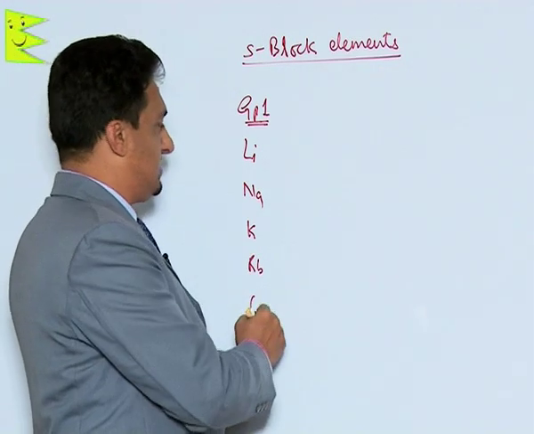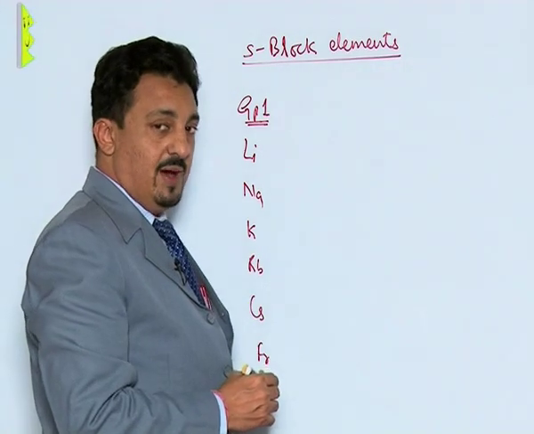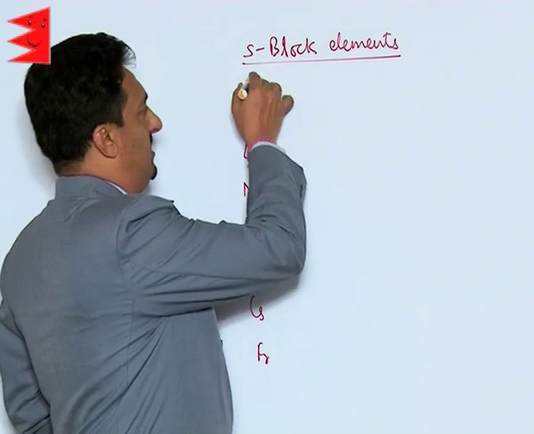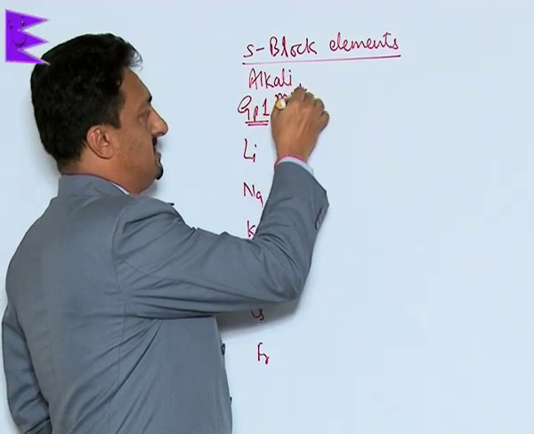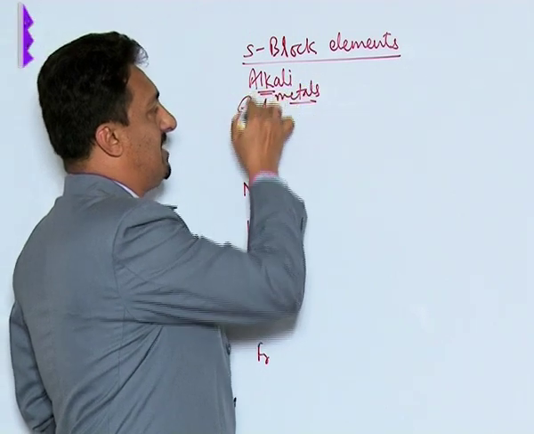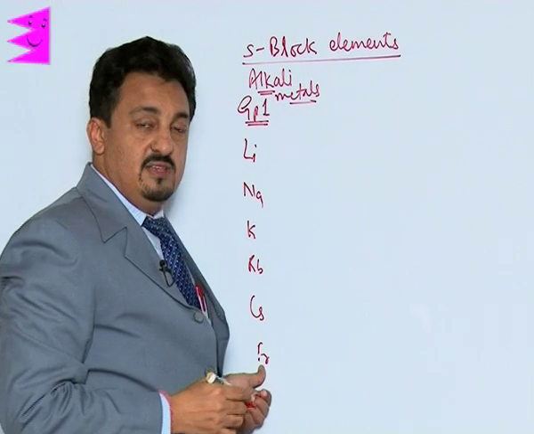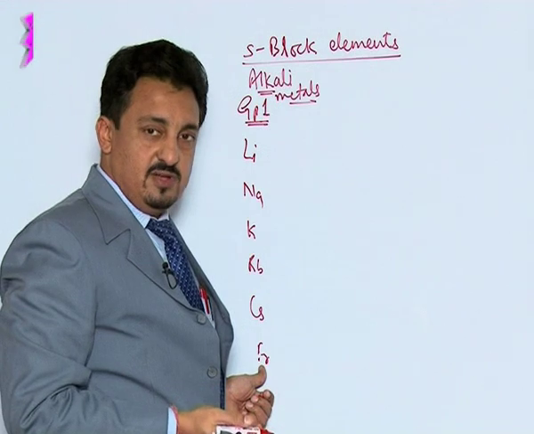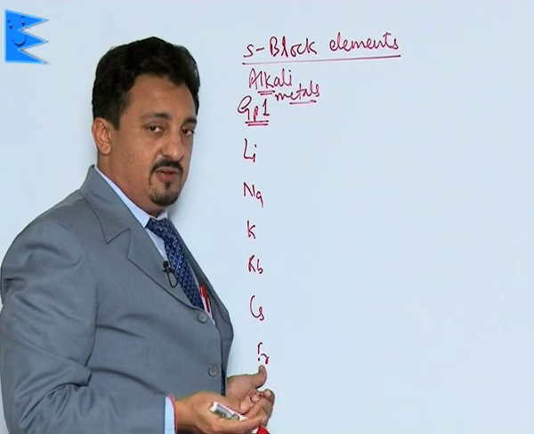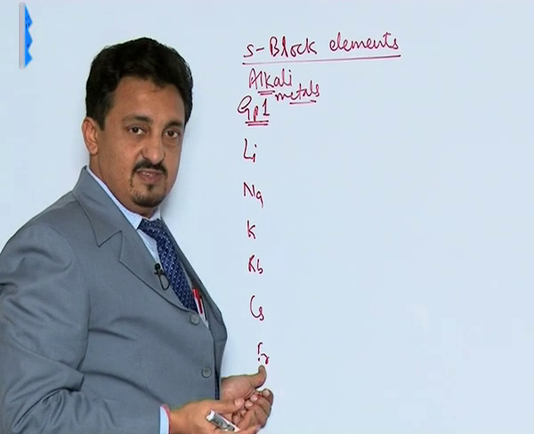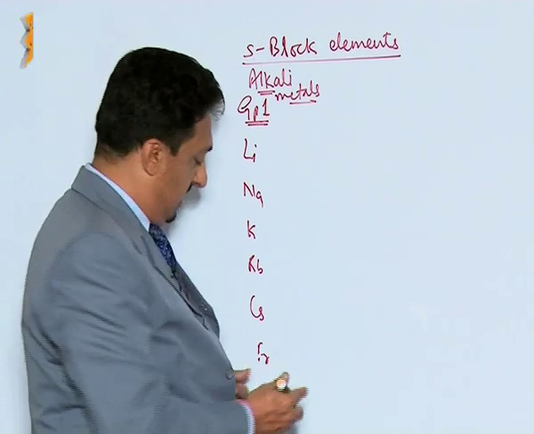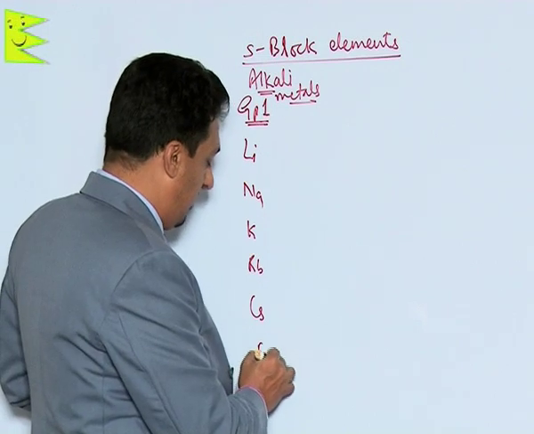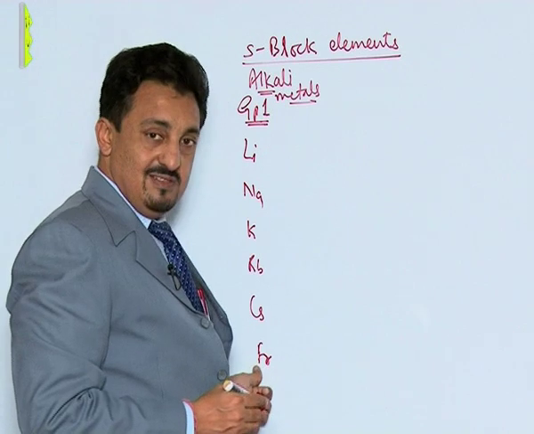All these elements, or the elements of group 1 together, are called alkali metals. They are called alkali because when dissolved they react with water and form their hydroxides, which are very strong bases. So they form alkaline solutions which are very strong, actually bases, therefore they are called alkali metals.